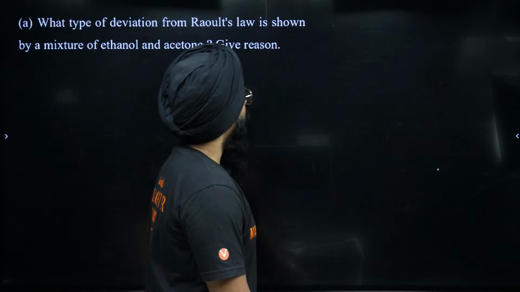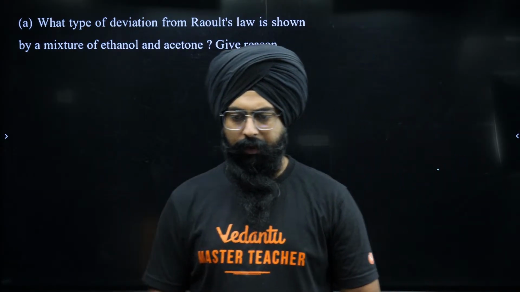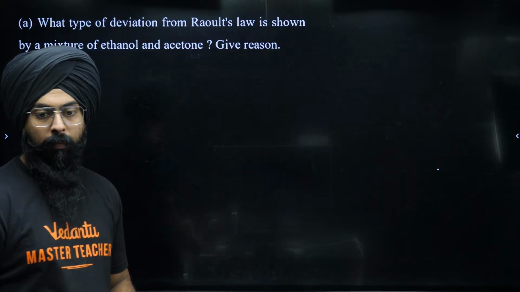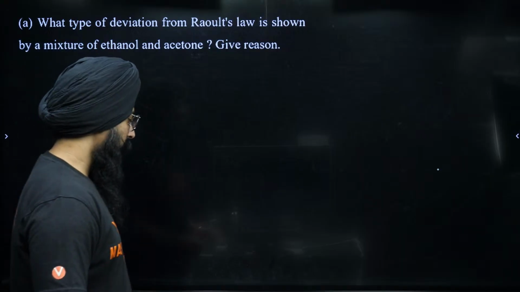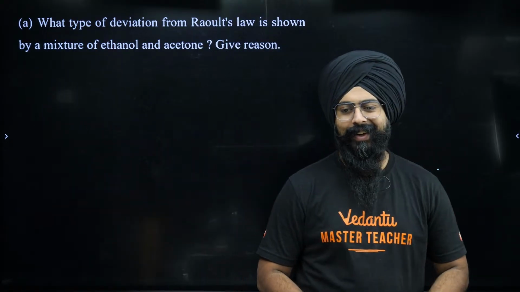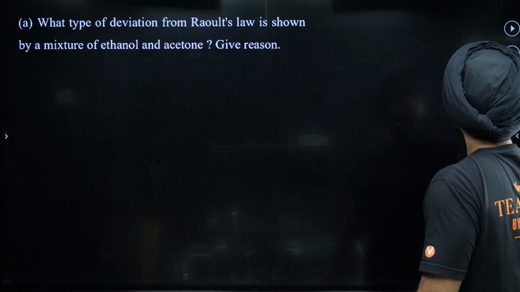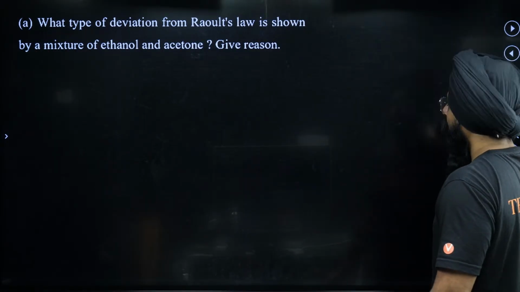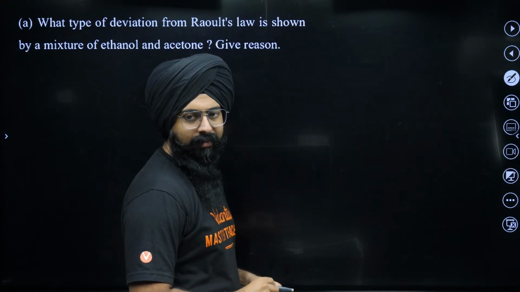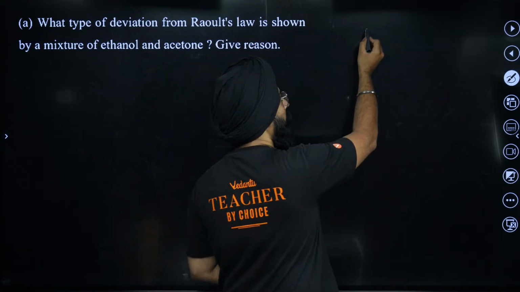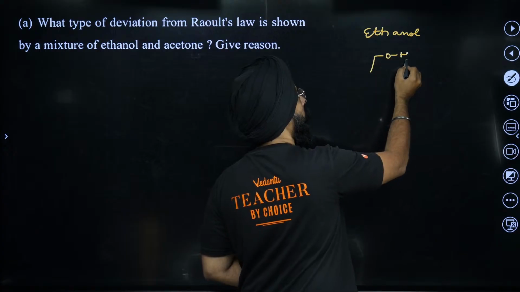What type of deviation from Raoult's law is shown by a mixture of ethanol and acetone? Give a reason. Now you won't hopefully forget the units because I have been telling you not to forget the units. Ethanol and acetone. This is a tricky case. Some are saying positive, some are saying negative. Let's think about ethanol. What is ethanol? This type of a species.